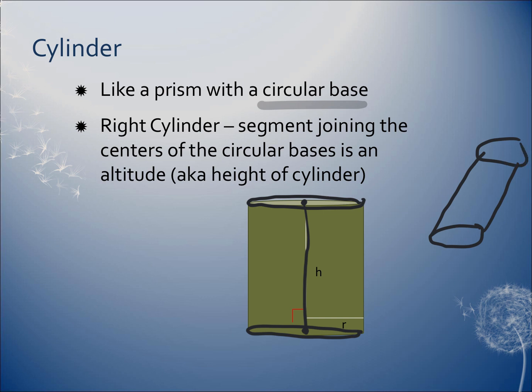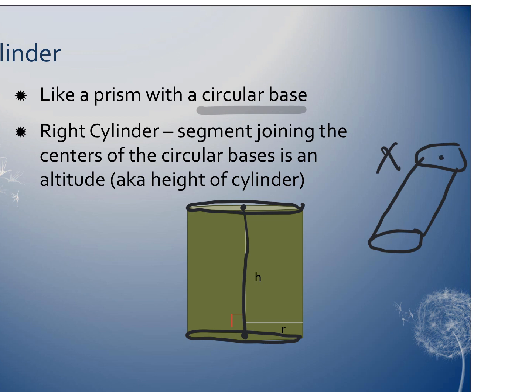Do you guys see how this one is not straight up and down? This would be an example of not a right cylinder, okay? In this one, if you were to find the height, you would have to start at the center and draw a line down that's perpendicular with the base at the bottom. This would be considered our height.